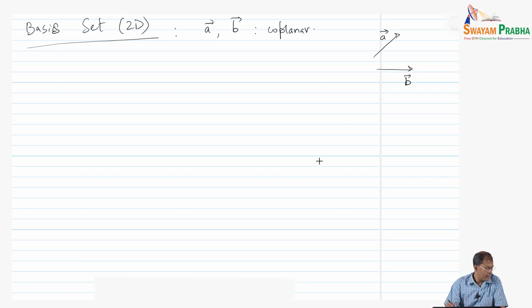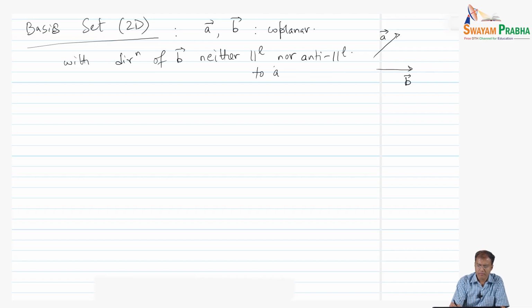And so vectors which are coplanar, with the direction of B, well, this is important, neither parallel nor anti-parallel to A. Okay, so B does not align with A, or it is not aligning opposite to A. So basically there is some angle between the 2 vectors, right?